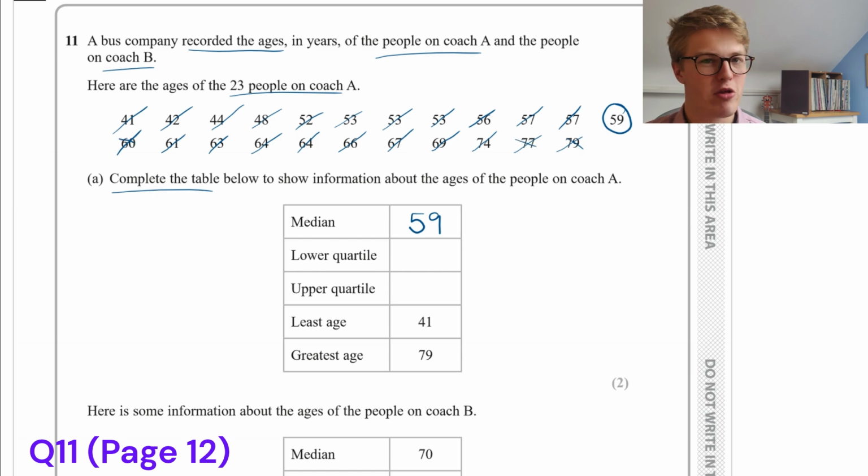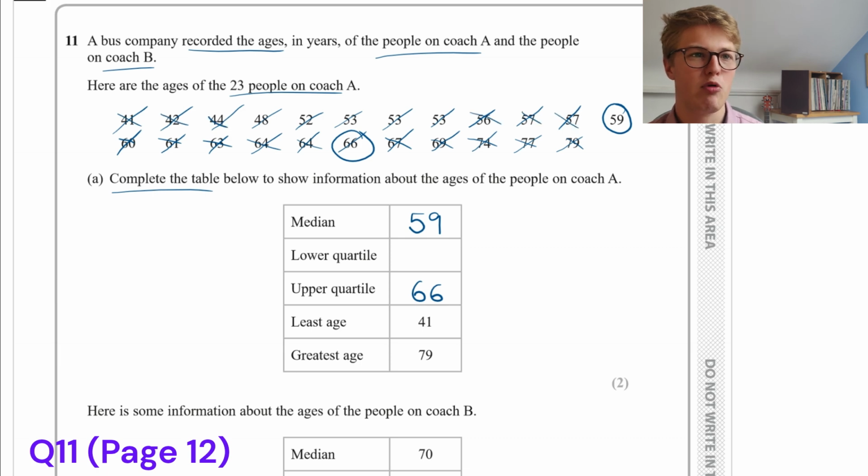To find the lower quartile, we do the same thing on the left-hand side of 59, our median, and we end up with 53 as the lower quartile. And then we find the upper quartile doing the same thing, and we end up with 66.